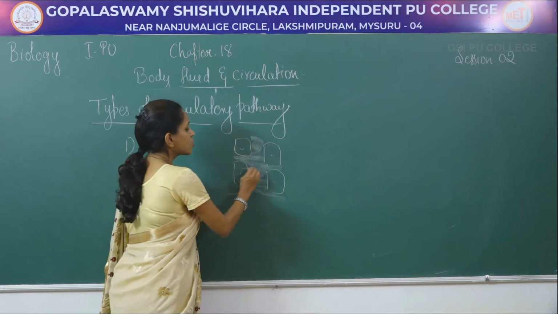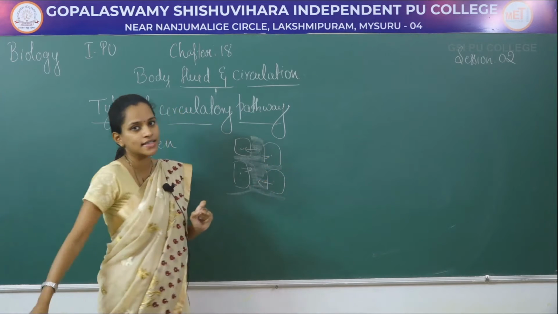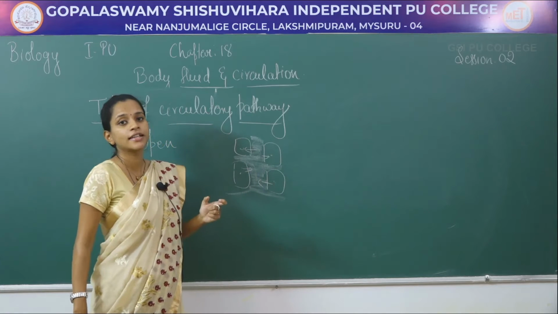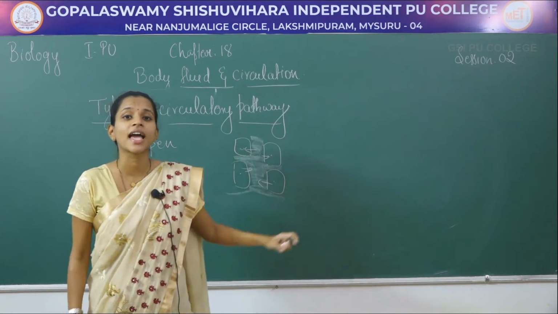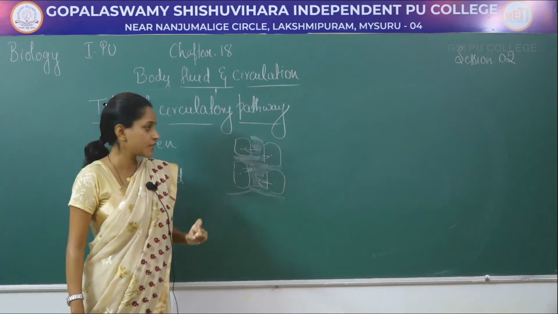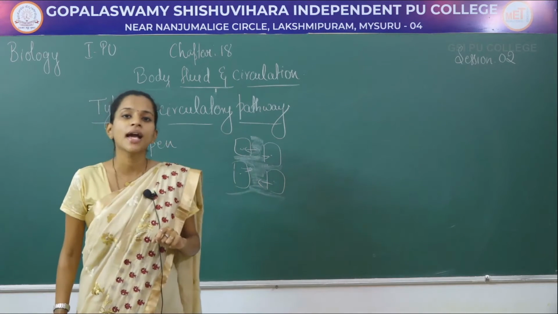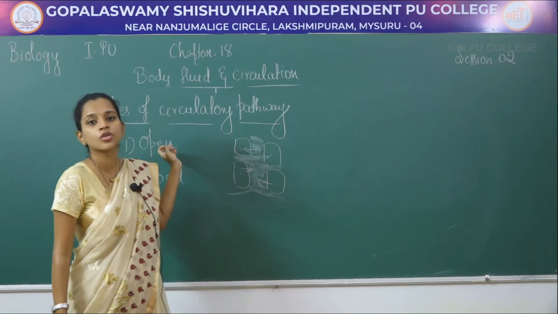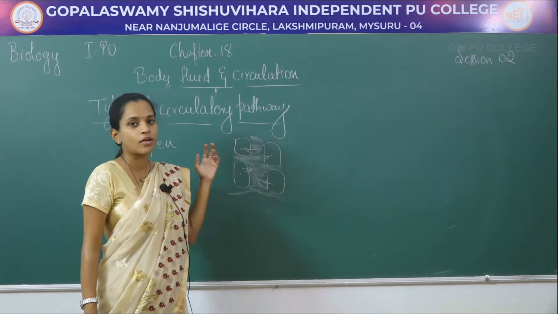They can exchange what they want and release what they do not need. So that can be done in open circulatory system, wherein they do not have any capillaries or vessels carrying these body fluids. So that is about open circulatory system, which can be identified in arthropods. Most of the arthropods have this open type of circulatory system, like cockroaches.